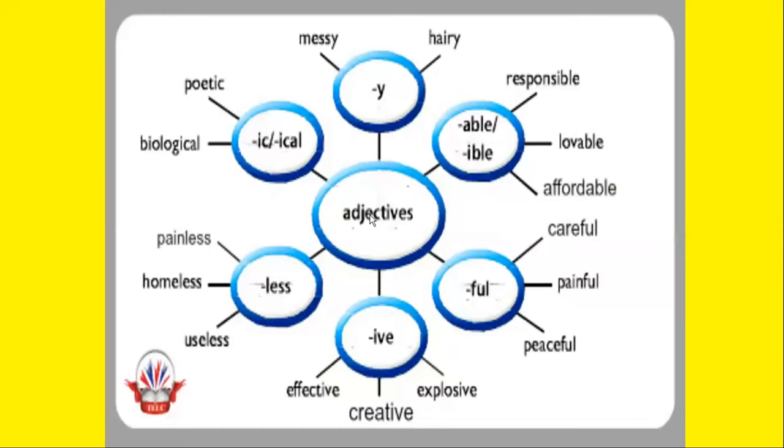Here I have used a diagram to teach you how the adjectives are formed using the derivational suffixes. Here are some of the suffixes mostly used in forming adjectives. Y, able or ible, full, ive, less, ic or ical. මේ හුඟක්ම adjectives හදන්න අපි use කරන suffixes ටිකක් තමයි මම මේ diagram එකේ ඔයාලට පෙන්නලා තියෙන්නේ.